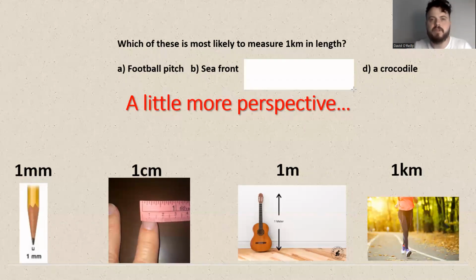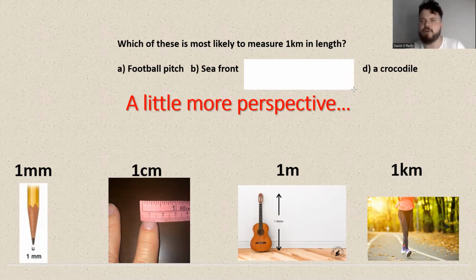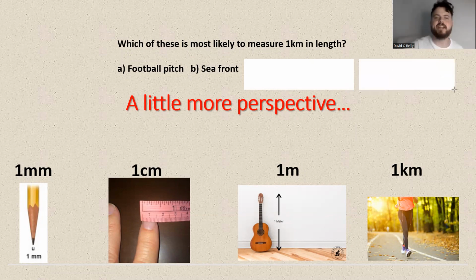Okay. Same thing can be said about a crocodile. A crocodile can be quite long, but it wouldn't take you 10 minutes to walk from the top end of a crocodile to the bottom end of a crocodile. Not least because they might eat you. All right, 2 more options. Which of these is most likely to measure 1 kilometer in length?